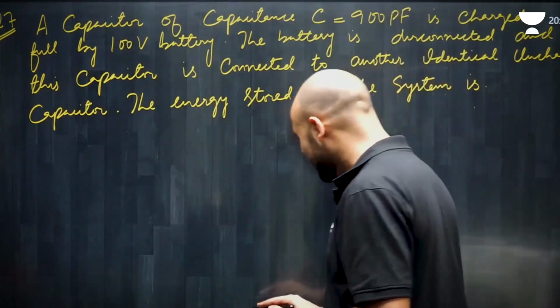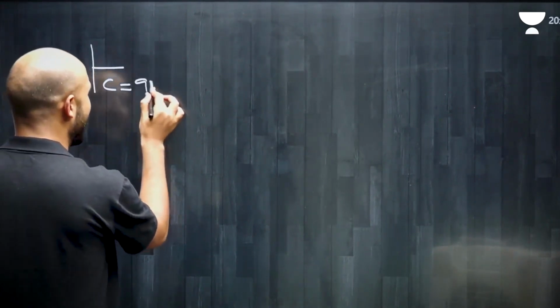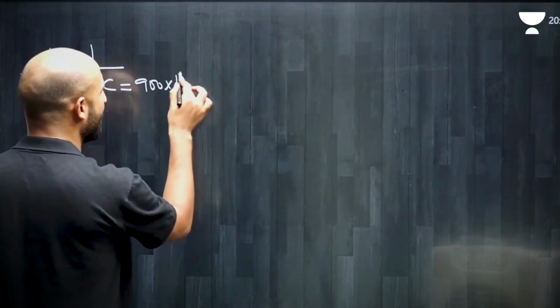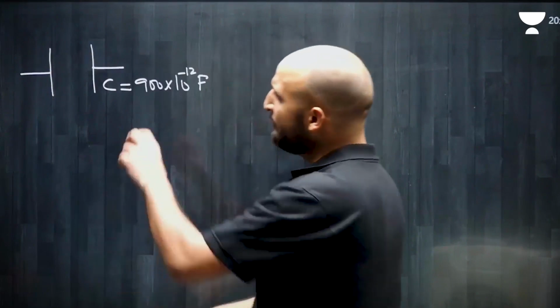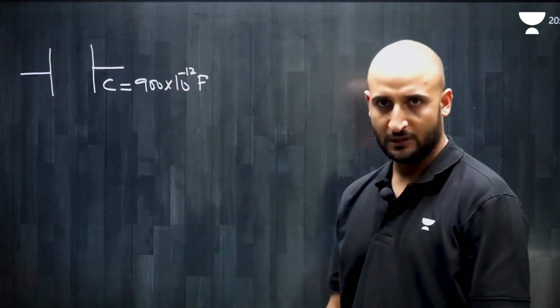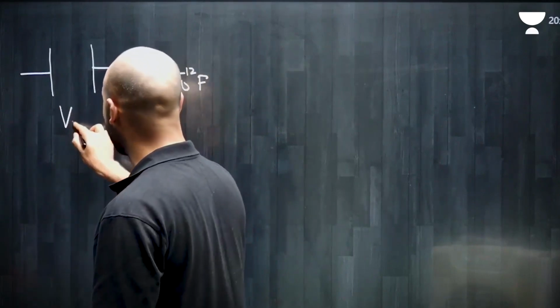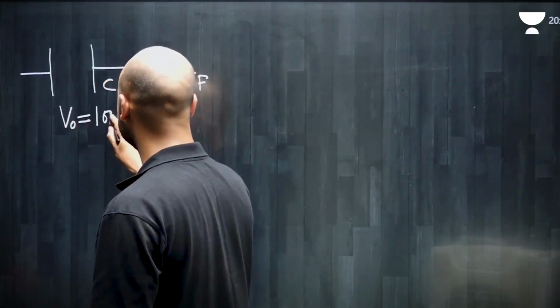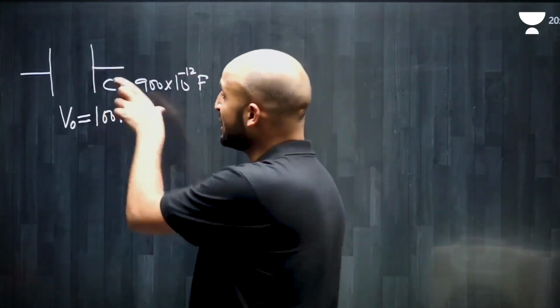Let me picturize this question. You have a capacitor here. The capacitance is given, that's equal to 900 picofarad, that's 10 power minus 12 farad. That's the capacitance of this capacitor. You have connected this to a battery, that is, the battery has a potential of V. That is the potential of this capacitor. V0 will be equal to 100 volt. So that means this capacitor is charged to a potential of 100 volt.